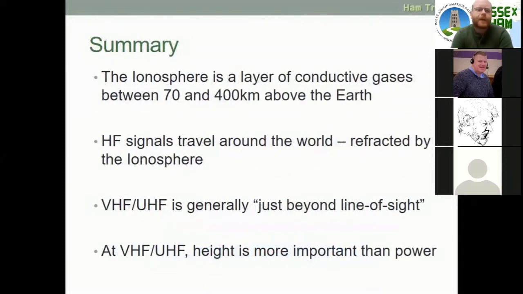So in summary then, the ionosphere is a layer of conductive gases between 70 and 400 kilometers above the Earth. HF signals travel around the world refracted off the ionosphere. VHF, UHF is generally just beyond the line of sight. And please remember that for VHF, UHF, the height of your antenna is more important than the amount of power you use. That is really quite important. The higher you can get your antenna, the better.